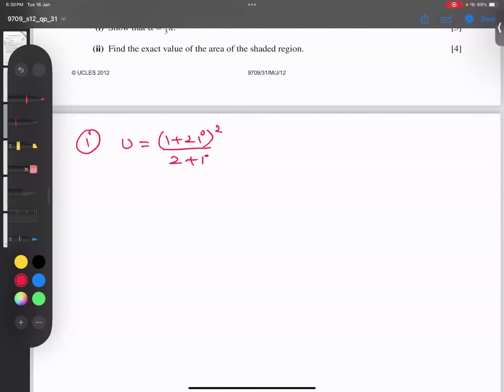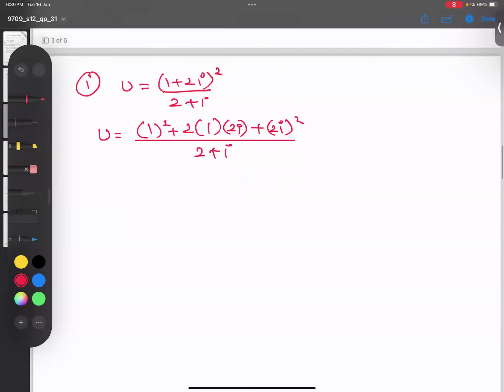So what is the technique? First of all, students, it is very clear. I will expand the upper part using a squaring identity: first term square plus 2 into first term into second term plus second term square. So this 1 will come in the first two brackets, this 2i will come in the next two brackets, and this 2 plus i denominator remains the same. Okay, simplify. 1 square is 1, 2 times 2i is 4i.